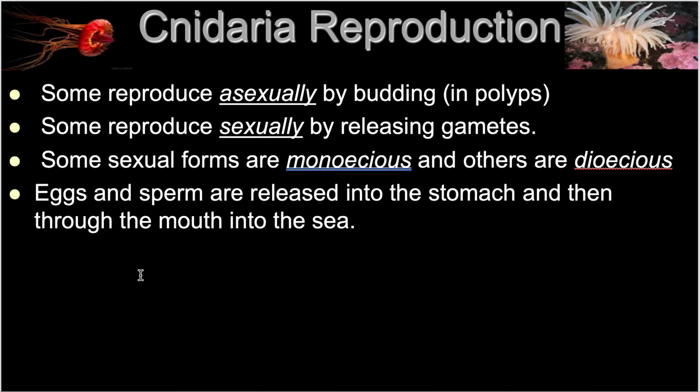All right. For reproduction, some Cnidaria will reproduce asexually by budding. And this is when they're in polyp forms, like the hydra. And then some will reproduce sexually by releasing gametes into the water. Some sexual forms of Cnidaria are monoecious and others are dioecious. So mono meaning that they can produce both sperm and eggs, and dioecious meaning they can produce one or the other, right? The eggs and sperm are released into the stomach, and then they go through the mouth and out into the water.